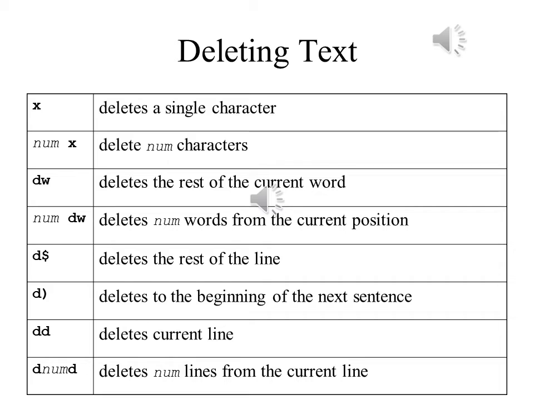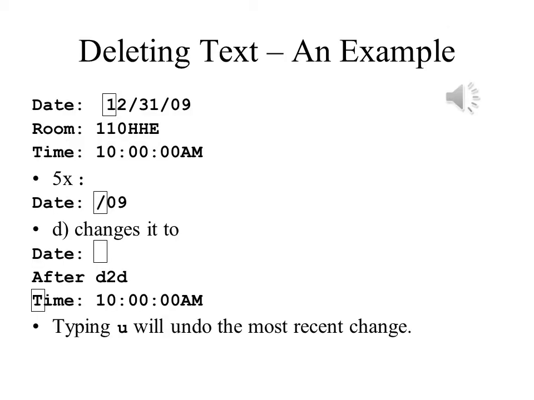D$ will delete the rest of the line. D close parenthesis will delete everything up to the next sentence. DD will delete the current line, and if I put a number between the two D's, it will delete multiple lines.